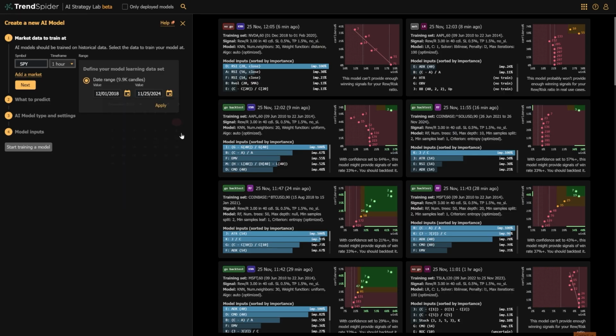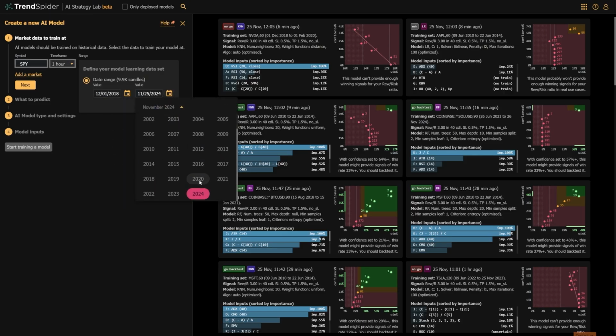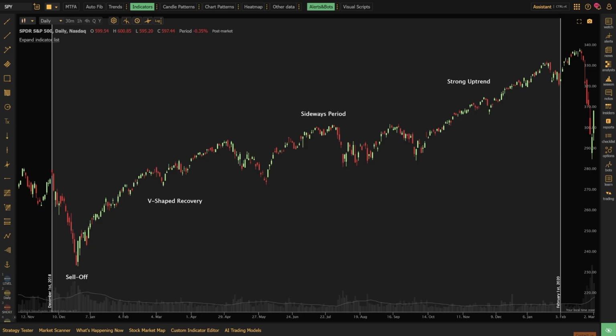For this case study, the one-hour time frame on the SPY was selected using data from December 1st, 2018 to February 1st, 2020. This section of the chart was chosen for its varied market conditions, which included a sharp sell-off, a V-shaped recovery, a period of sideways consolidation, and finally, a strong uptrend.